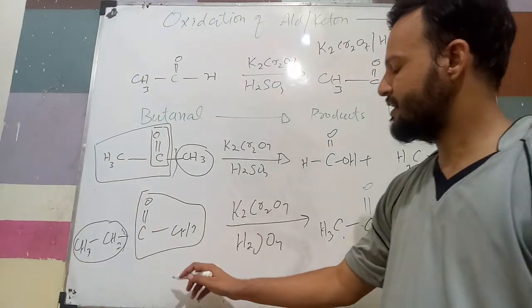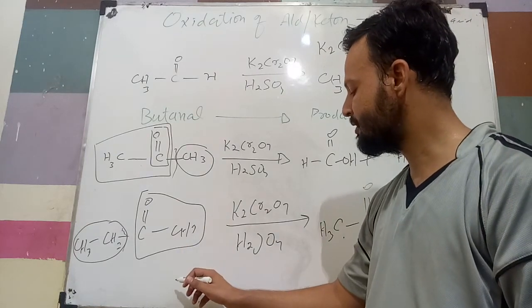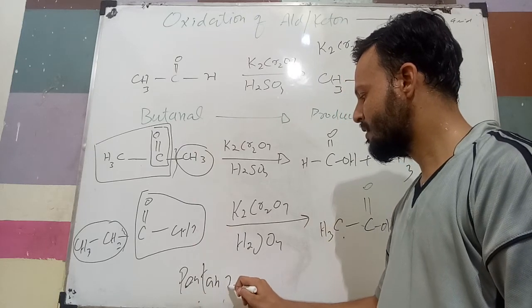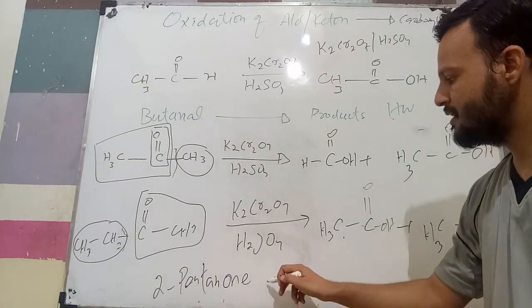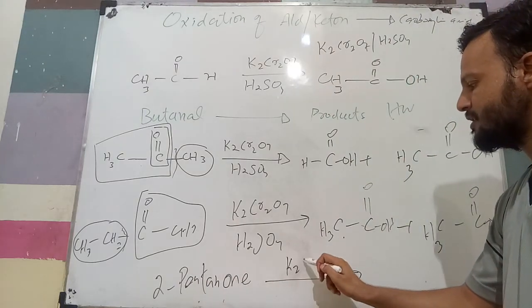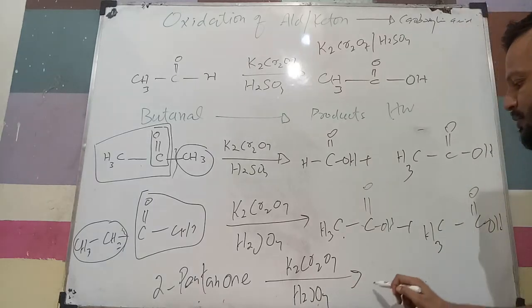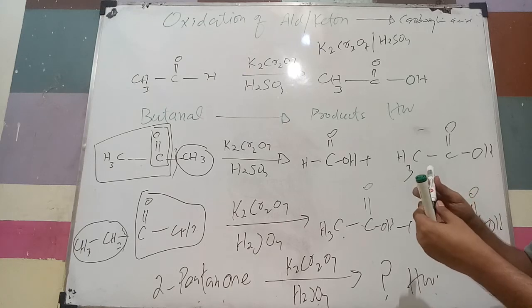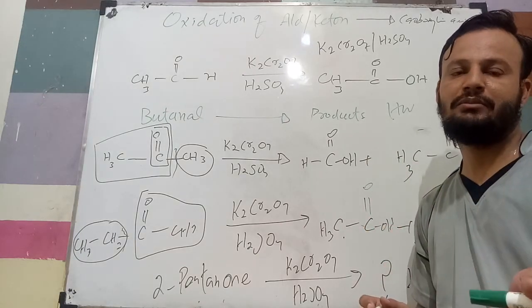I give you this as a self check, try this as a homework. Like we have pentanone, 2-pentanone, right? Get it corrected. K2Cr2O7, H2SO4, and form your product. This is your homework. So students, if you have any confusion about the reactions of aldehydes and ketones, do not hesitate to contact me at any time.